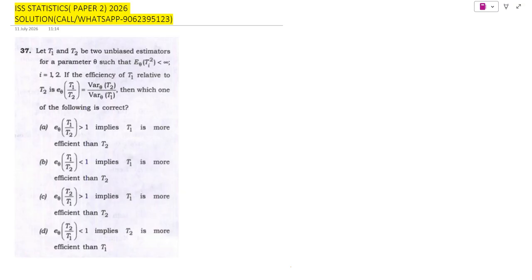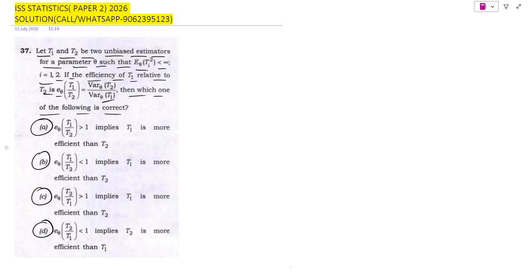Now let's read the question. Let T1 and T2 be two unbiased estimators for a parameter theta such that E theta of Ti squared is less than infinity, i equal to 1, 2, and the efficiency of T1 relative to T2 is E theta of T1 by T2, that is, variance of T2 by variance of T1. Then which of the following is correct? We are given 4 statements.